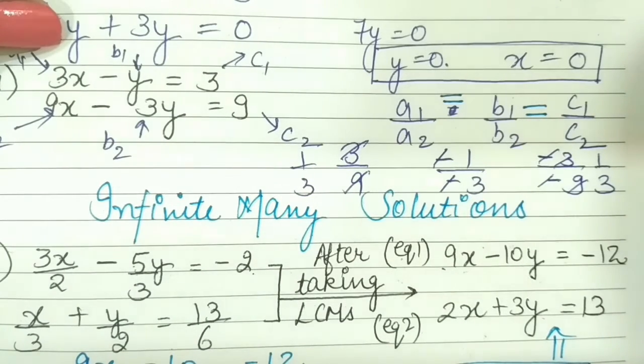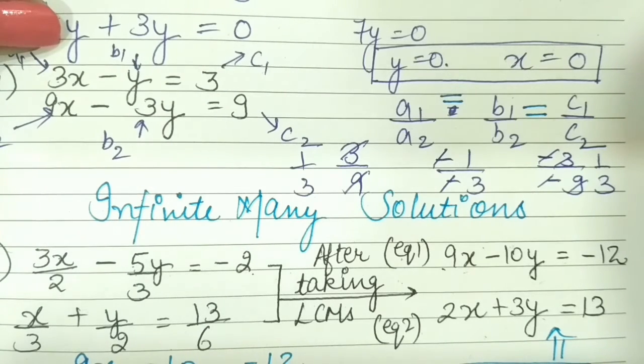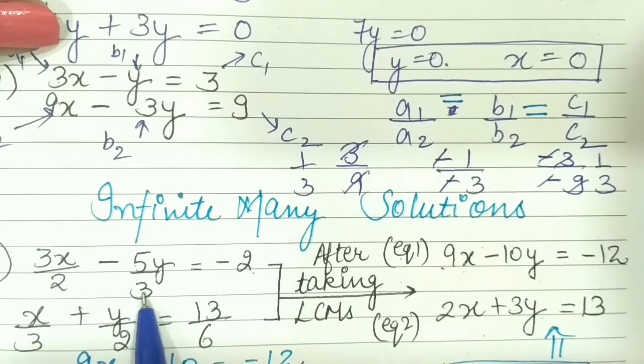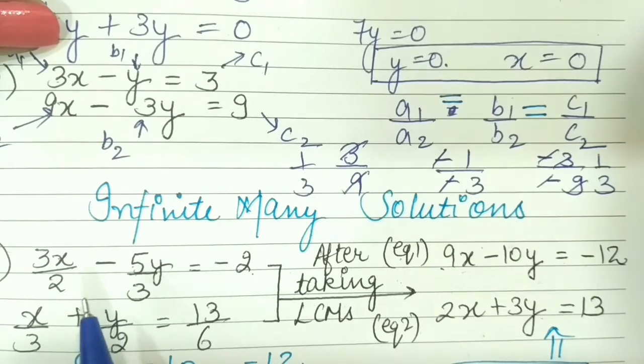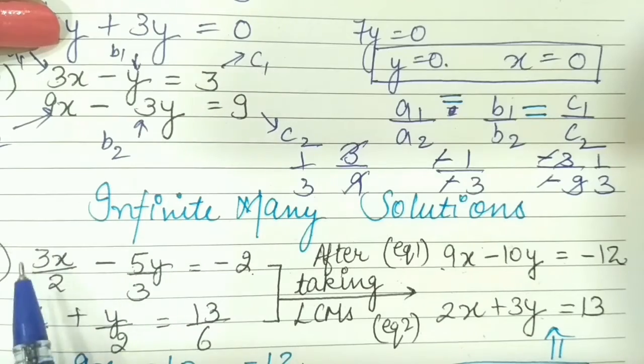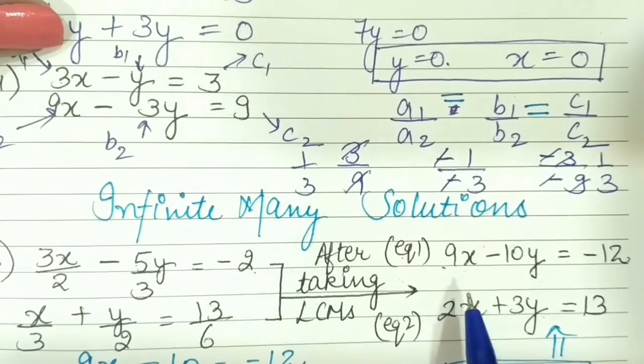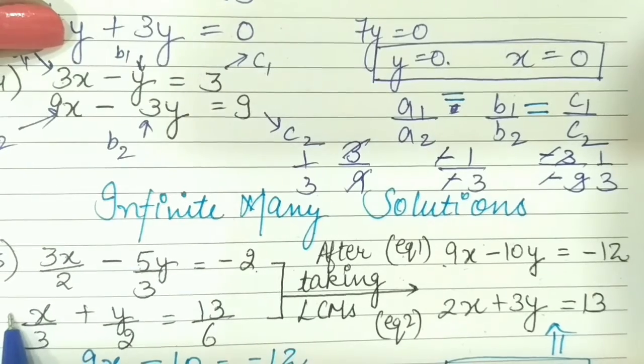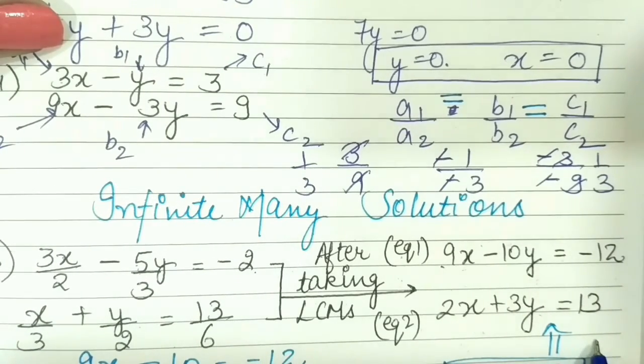5 is 3x upon 2 minus 5y upon 3 equals minus 2. x upon 3 plus y by 2 equals 13 by 6. First, what we are going to do is take the LCM. The LCM of 2 and 3 will be 6. So I am going to multiply both sides by 6. When we multiply, it will become 9x minus 10y equals minus 12, and 2x plus 3y equals 13.